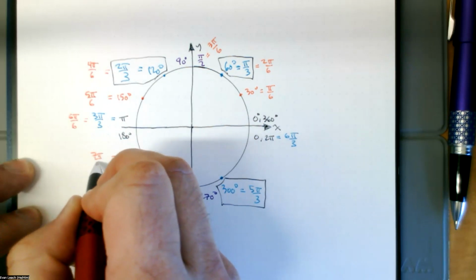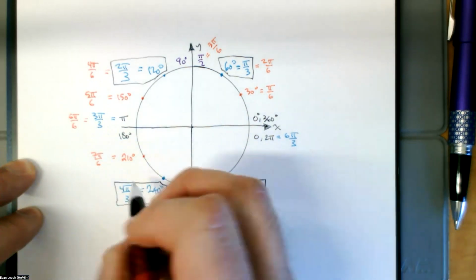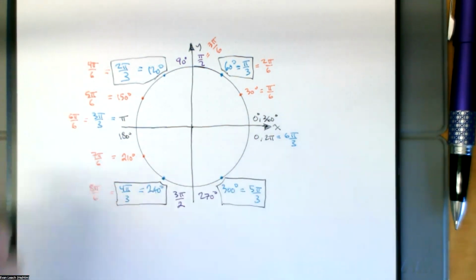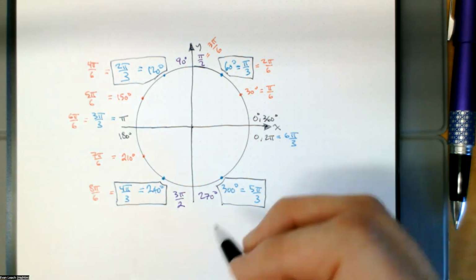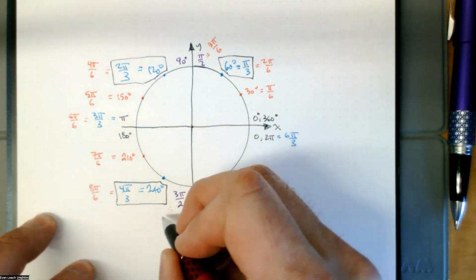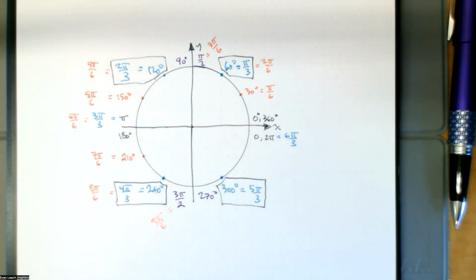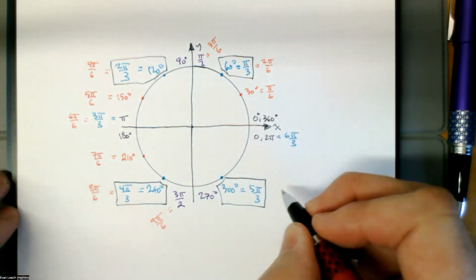7 pi over 6. 8 pi over 6. We got a better name for that. 8 pi over 6 simplifies to 4 pi over 3, making it a 60-degree reference angle, or 240 in the third quadrant. 9 pi over 6 is 3 pi over 2. So we're just going to call 9 pi over 6, 3 pi over 2. That's 9 30s, which is 270. 10 pi over 6, we got a better name for that one as well.